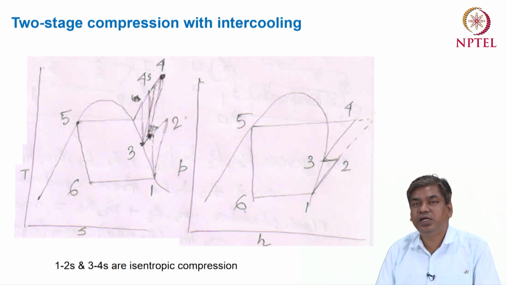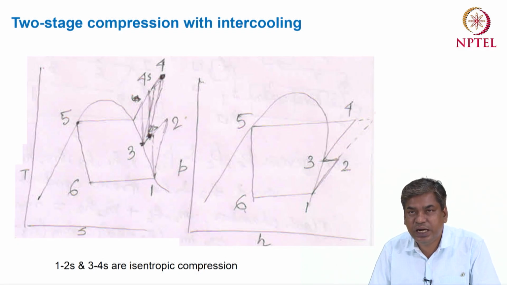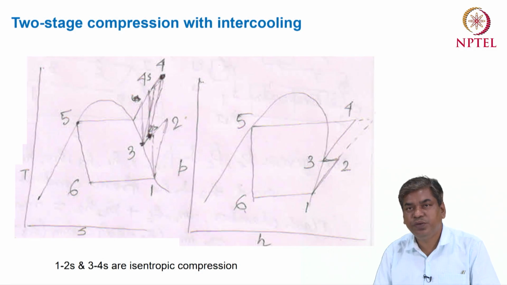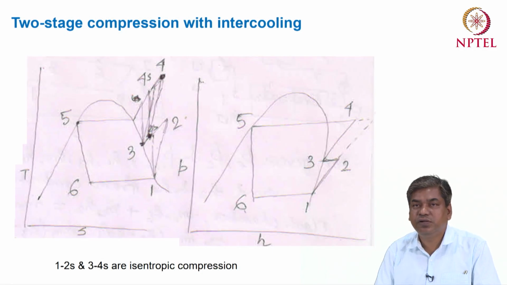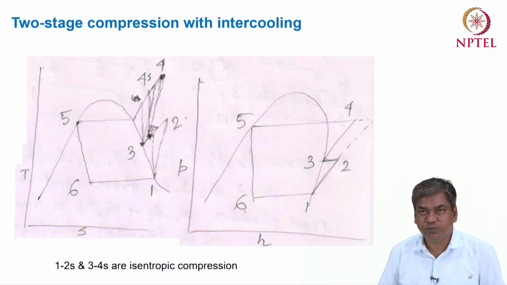So at the intercooler pressure, the outlet of the intercooler we can assume as a saturated vapor condition. So 2 to 3 is the intercooling process in the intercooler. Then point 3 is again the saturated vapor at the intercooler pressure. Then this is again compressed in the second compressor. So 3 to 4s we can assume as an isentropic process, and 3 to 4 we can assume as the actual or non-isentropic compression process.